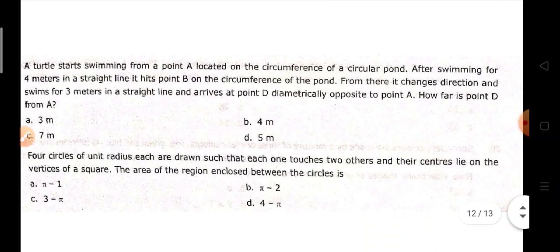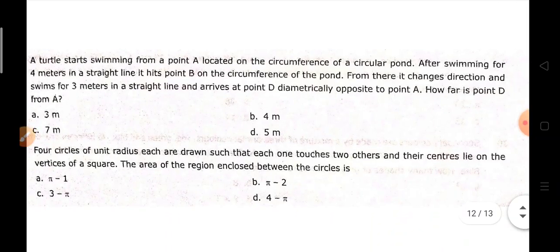A turtle starts swimming from a point A located on the circumference of a circular pond. After swimming for 4 meters in a straight line, it hits point B on the circumference of the pond. From there, it changes direction and swims for 3 meters in a straight line and arrives at point D, diametrically opposite to point A. How far is point D from A?